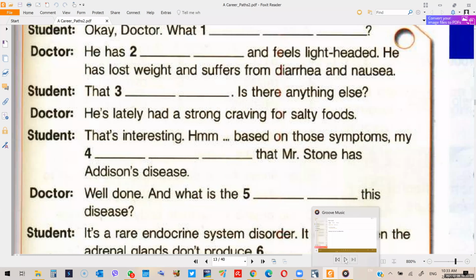Exercises 6 and 7, page 13. David, let's see if you can identify Mr. Stone's condition. Okay, doctor. What are his symptoms?